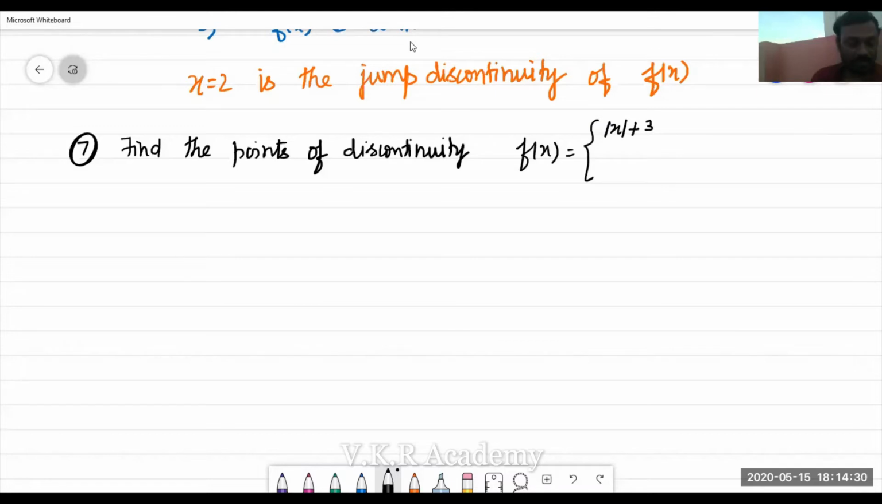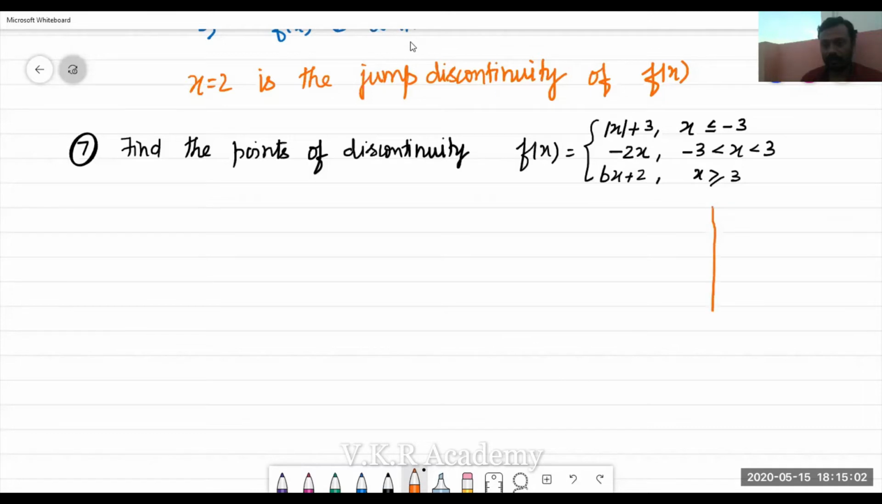mod x plus 3 when x is less than or equal to minus 3, minus 2x for minus 3 less than x less than 3, and 6x plus 2 when x is greater than or equal to 3. So here also you could try to sketch the graph, so that you can understand the concepts easily.